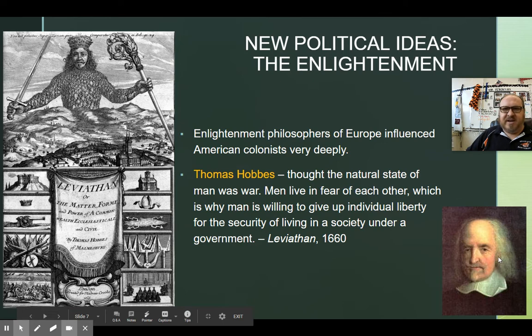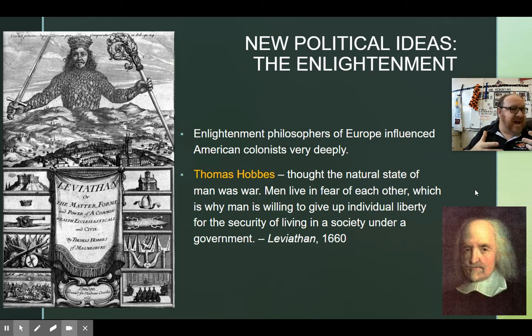Anyway, Thomas Hobbes. Thomas Hobbes wrote a book called Leviathan. That's a picture of it over there. And Hobbes thought the natural state of man was war, that they were constantly living in fear of each other, always watching their back to see who wants to kill them or take their property from them.